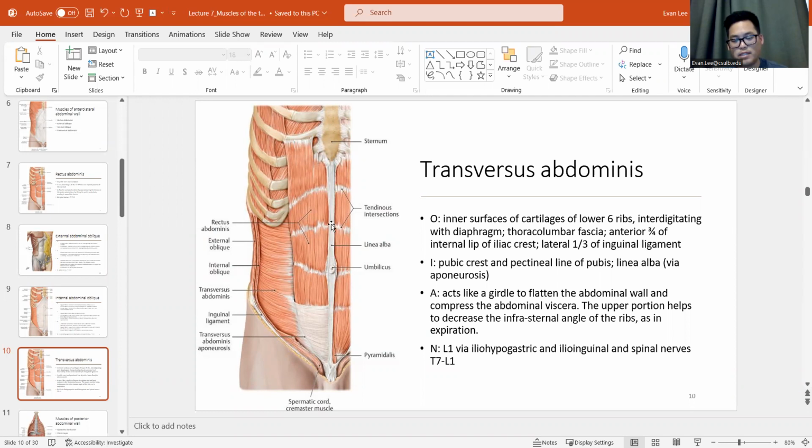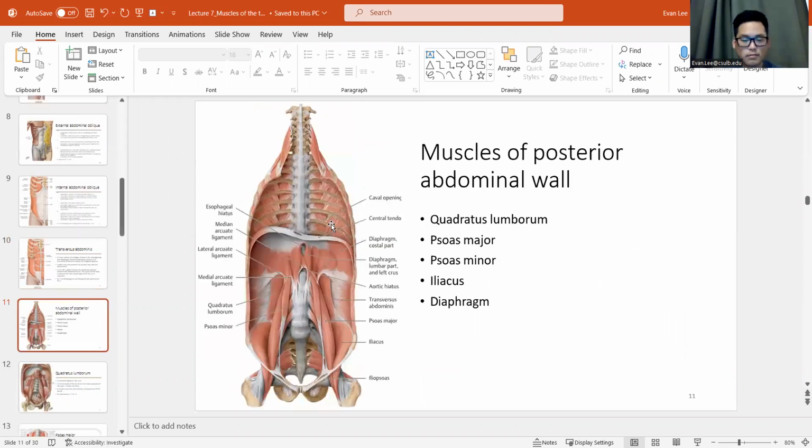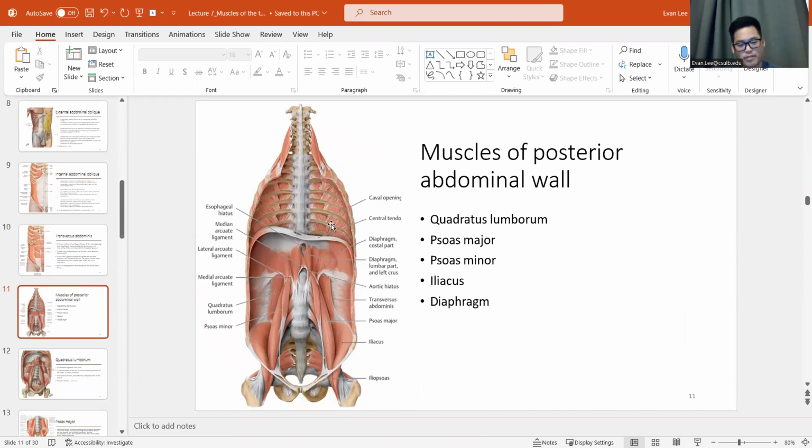And like before, this deep muscle is going to be innervated by parts of the lumbar plexus, L1 from iliohypogastric and ilioinguinal nerves, and then spinal nerves T7 to L1. Now, these muscles we've talked about before, so I don't think I need to go over them too much, but if you look closely, we have muscles that mostly affect the lower extremity, but we do have the diaphragm and the quadratus lumborum, which we may not have talked about quite as much.